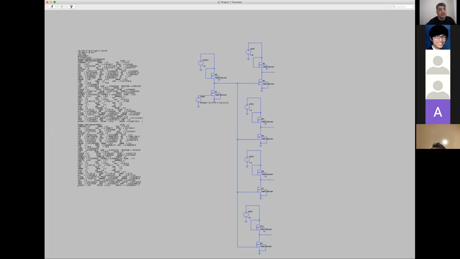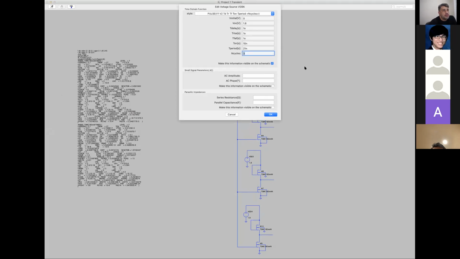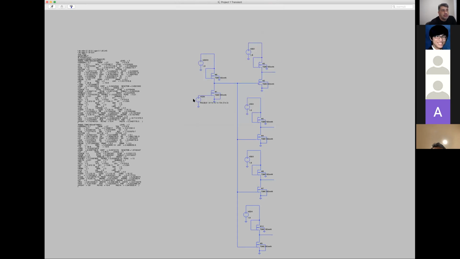Sorry guys, Wencheng, I can't show you my waveform window, but if you saw a waveform, it would go from 0 to 1.8 volts after 1 nanosecond, with a rise time of a nanosecond, fall time of 1 nanosecond, on for 10 nanoseconds, in a period of 21 nanoseconds. That's for this particular one, but just look up the pulse voltage source. If you're using LTspice, you can just use what I have here in the transient thing. Are you with me so far, Wencheng?